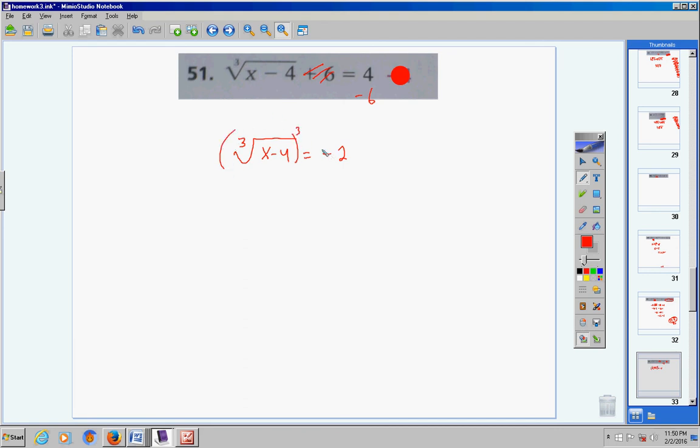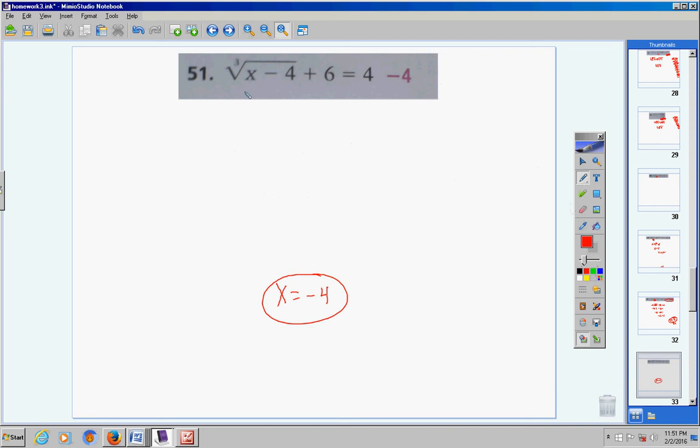If I raise one side to the third power, I must raise the other side to the third power. So when I cube a cubed root, I'm left with the radicand x minus 4. Negative 2 times negative 2 times negative 2 is negative 8. Now let's solve the equation, bring the 4 over, make it a positive 4. So x equals negative 4. Now let's see if that's right, okay?